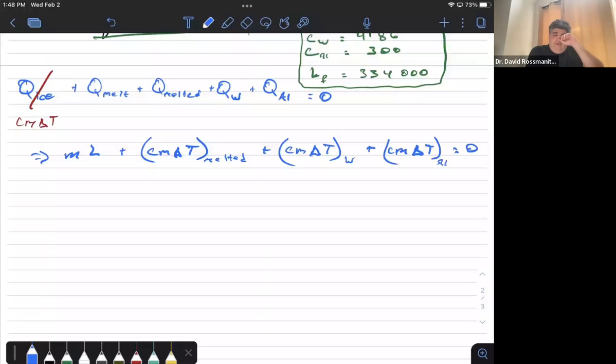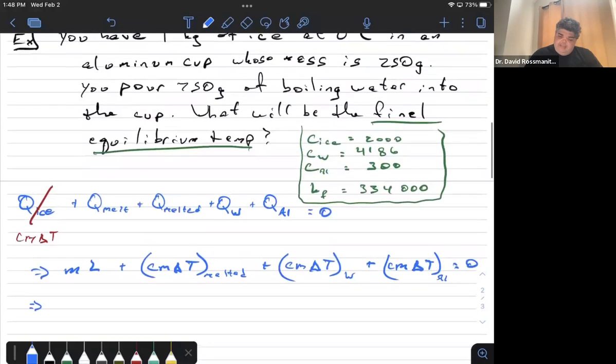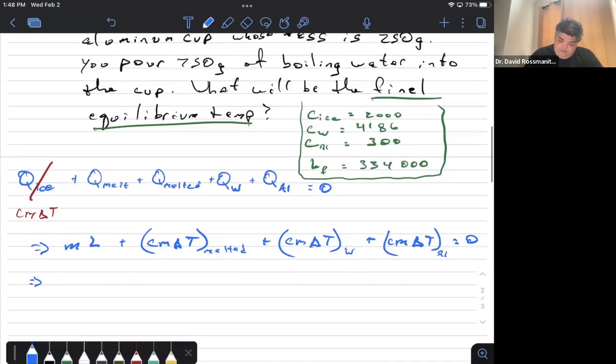And now we have our final equation. These are all the terms, all the variables. The rest is going to be plugging numbers in and solving for whatever the unknown variable is. So let's try it. M times L. Remember, this is the ice trying to melt. How much ice did I start with? 1 kilogram. So 1 times the latent heat for ice is 334,000. So there's the first term done.